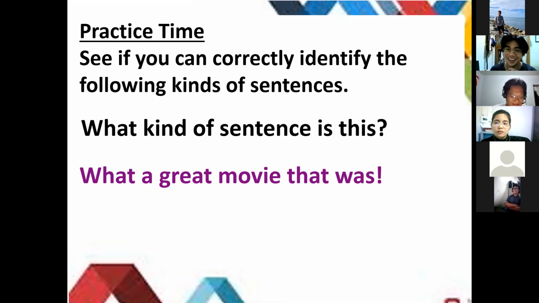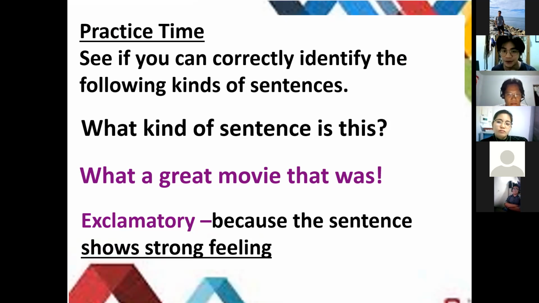I think you're correct on the first one, sir. It is an exclamatory sentence because what you have to remember is, if it expresses strong emotion and ends in an exclamation point, it's an exclamatory sentence. But thank you, sir, for the answer.